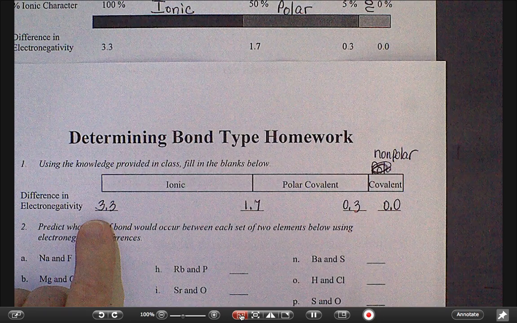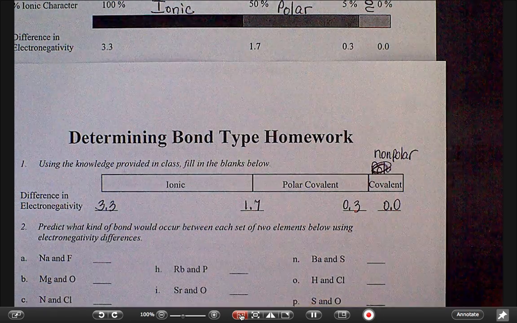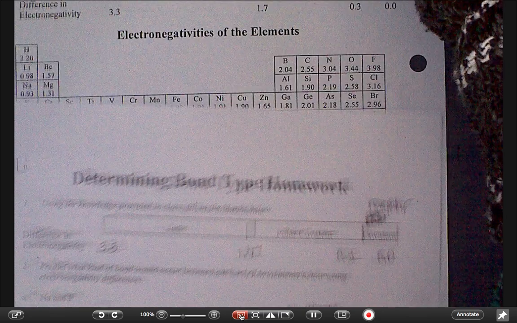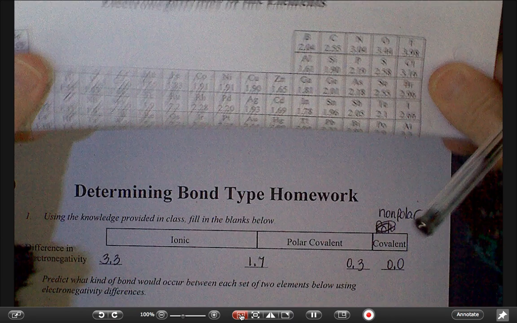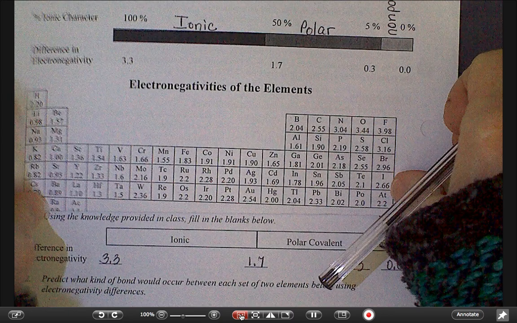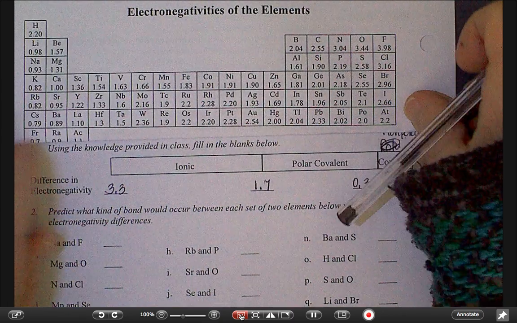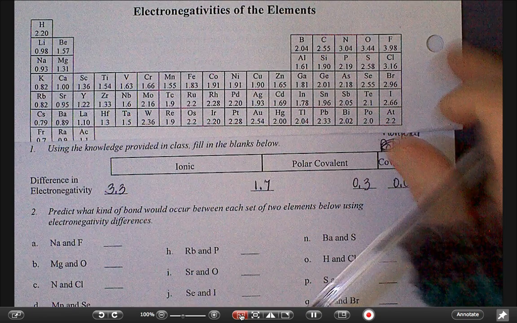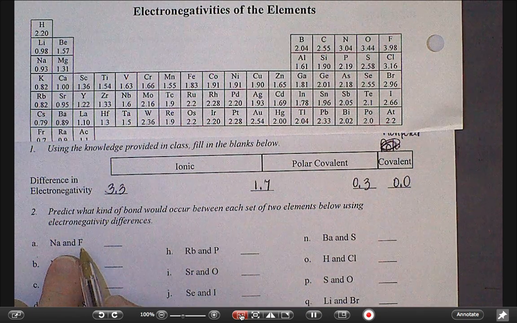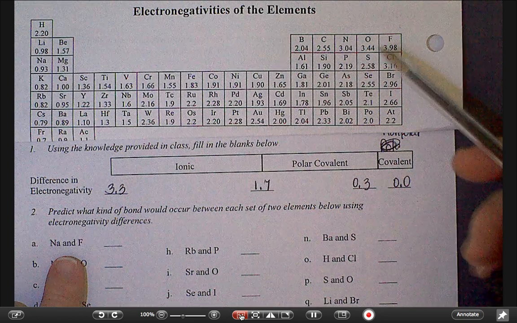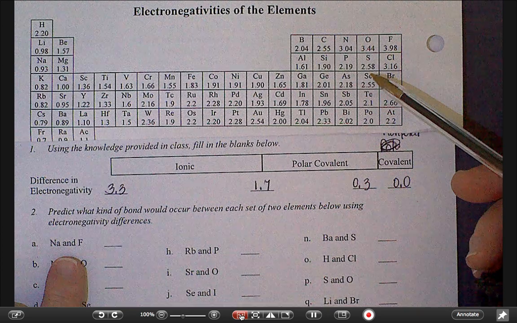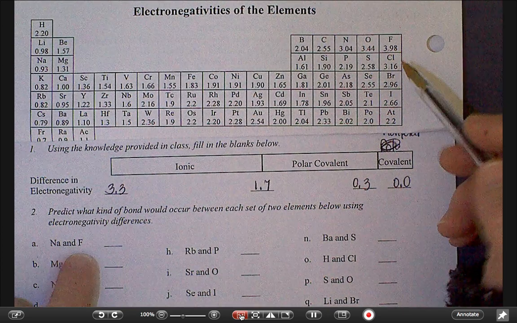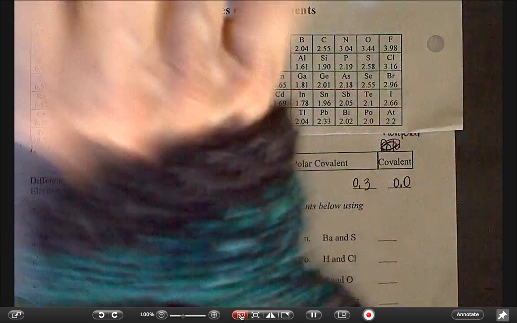Okay? Alright, so an example. So looking at your table, we're looking at sodium and fluorine. You will always just take the larger number and put it first. We don't want any negative values. Does everybody understand? So fluorine is 3.98.